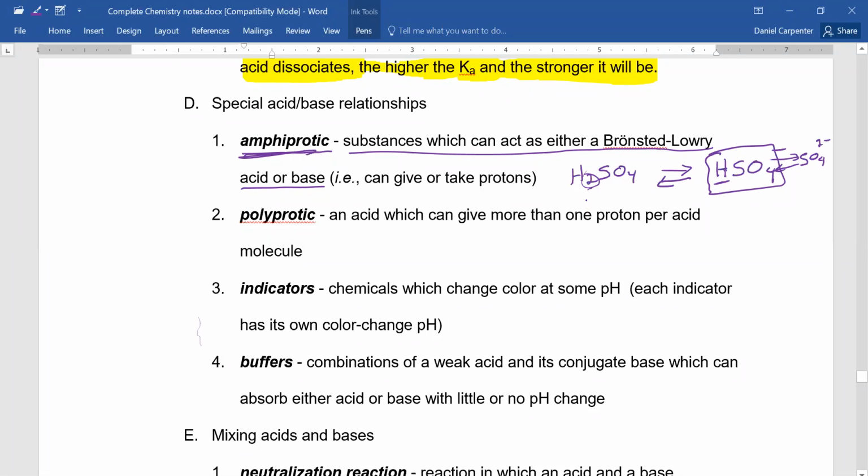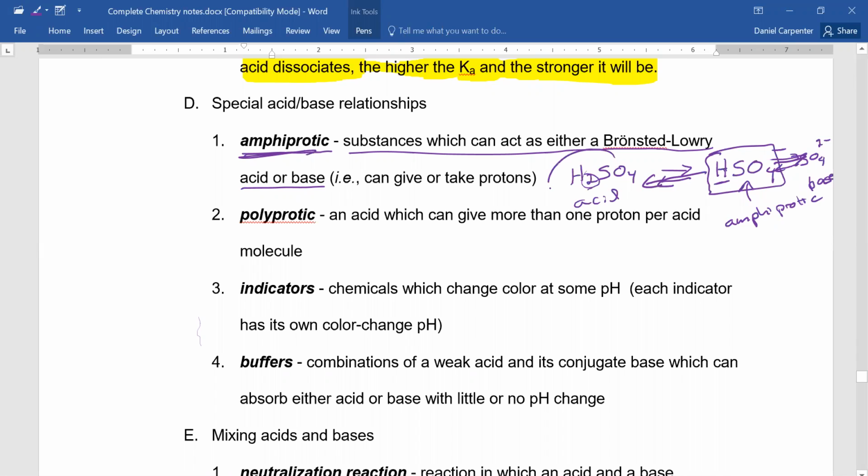So this is an acid because it can only give. According to Bronsted-Lowry, this is an acid. It can only give. According to Bronsted and Lowry, this is a base. It can only take protons. But according to Bronsted and Lowry, this is amphiprotic. It can give to go to here, or take to go to here, a proton. If you don't understand that, memorize the definition and you'll be all right.